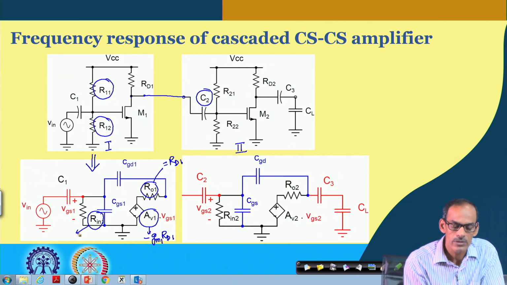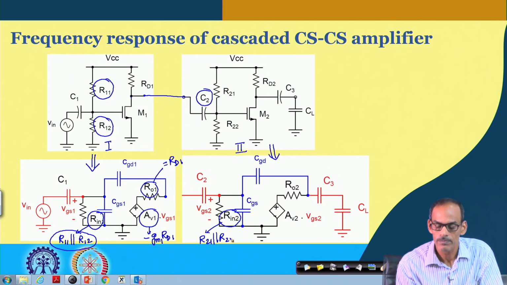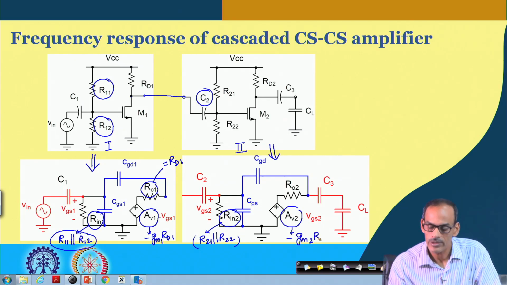So, I should say that Rin of this stage, Rin1, is R11 in parallel with R12. Similarly, for the second stage we have input resistance Rin2, which is R21 in parallel with R22, and its voltage gain AV2 is equal to minus GM2 multiplied by RD2.